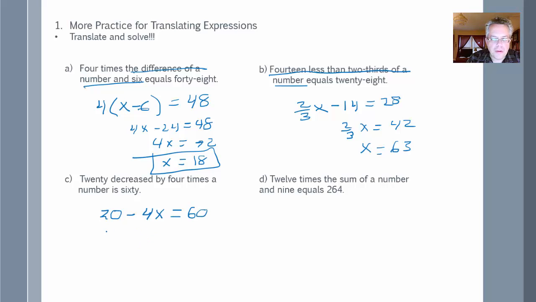So that was the hard part. Now the easy part is solving it. Subtracting 20 from both sides, negative 4x equals 40. And if we divide by negative 4, we get x equals negative 10.